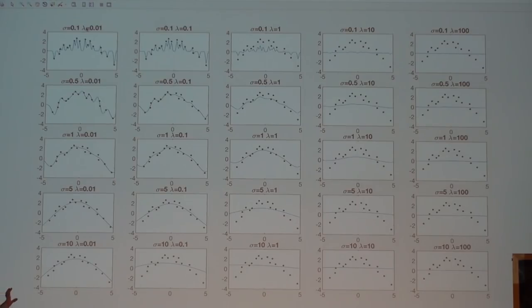Any questions about kernel regression? Yeah? This is ridge regression, yeah. That's right, lambda and sigma. So lambda is the regularization, and sigma is the kernel width.